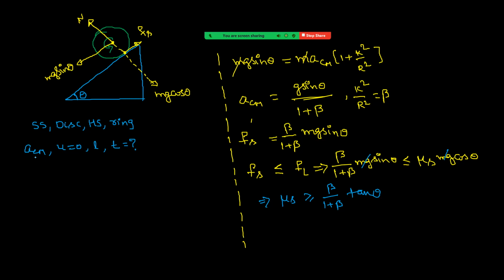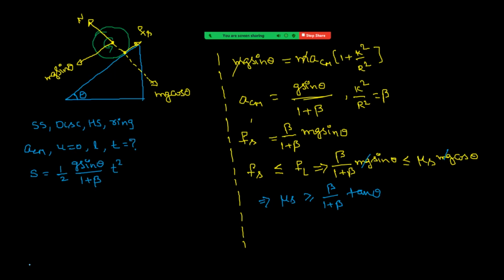Okay. Acceleration is known. u value is 0. L is the same for all. We want to find out time. Then see which equation we have to use. Means using equations from kinematics. Okay. So here we can write the equation connecting these four quantities. That is s equal to ut plus half at square. u value 0. Half a, where a is g sin theta upon 1 plus beta, t square. Okay.